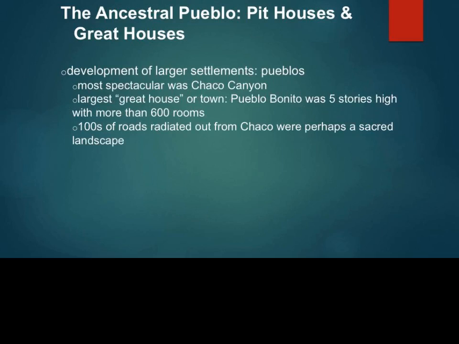And then there's the development of the larger settlements known as pueblos. And the most spectacular was the one that was created in Chaco Canyon. The largest great house or town is what's known as Pueblo Bonito. It was 5 stories high with over 600 different rooms. They have hundreds of roads that radiated out of Chaco Canyon, which some believe were maybe a sacred landscape. But this Chaco Canyon phenomenon was about 860 to 1130 CE.